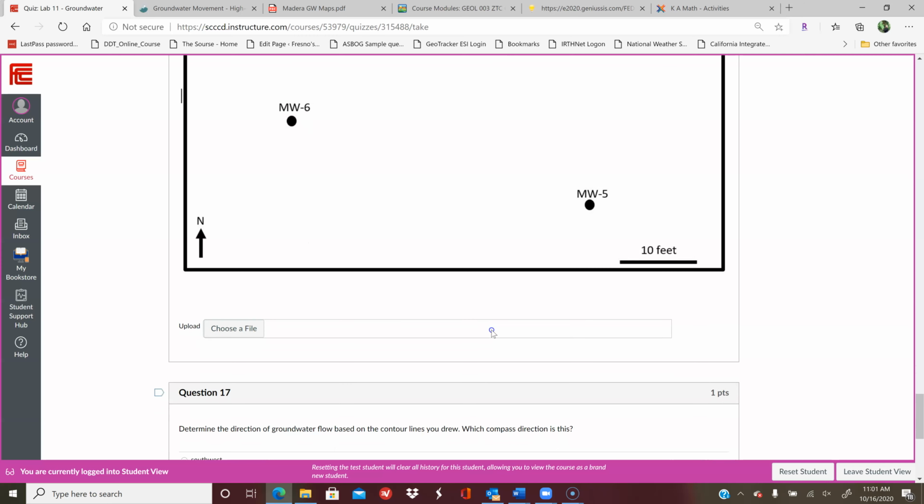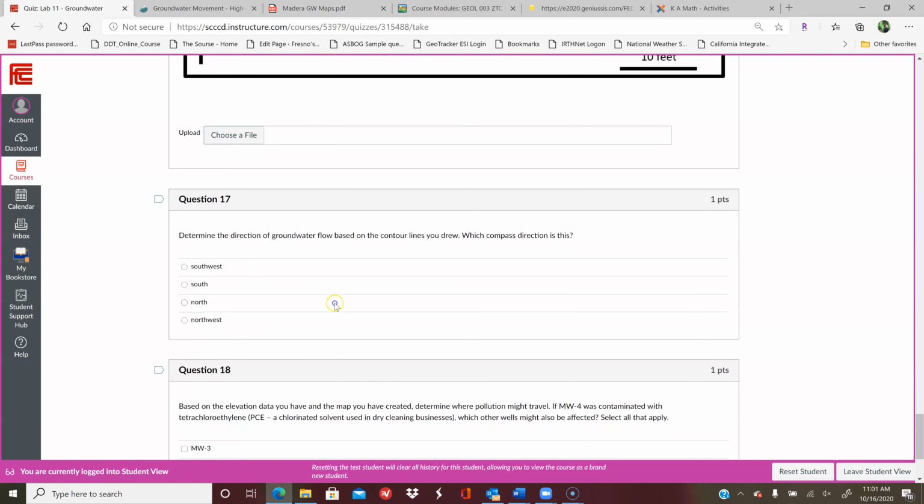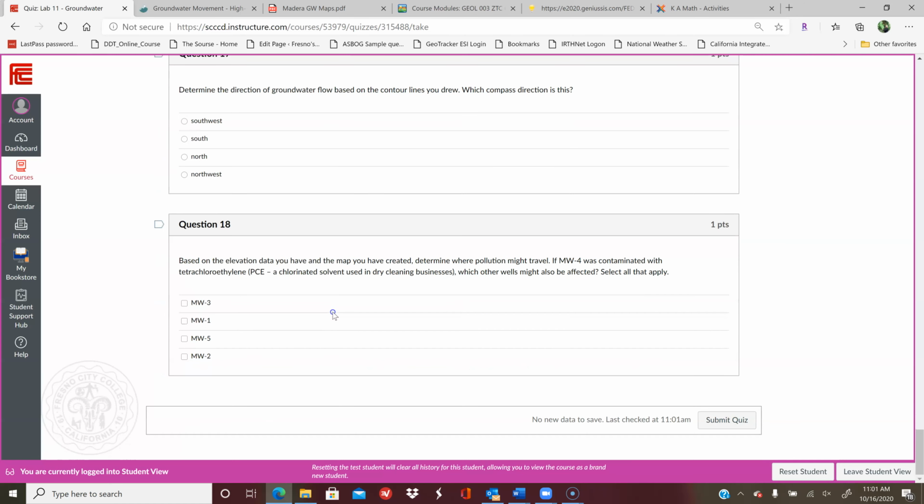And then it has some questions based on the map that you drew, whether you would see contamination, which compass direction would groundwater flow, things like that.